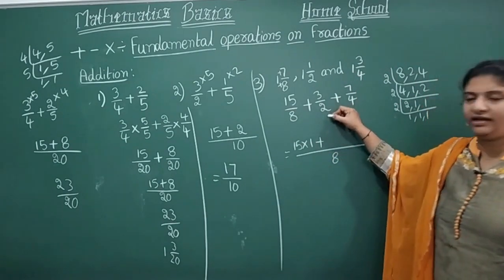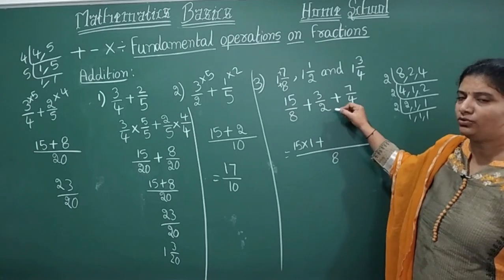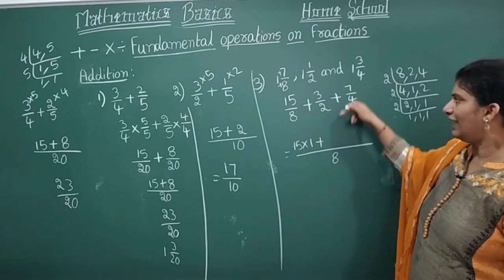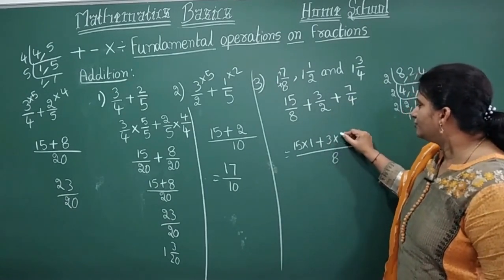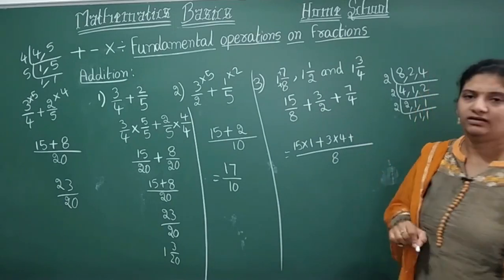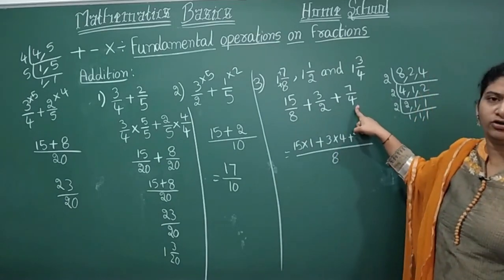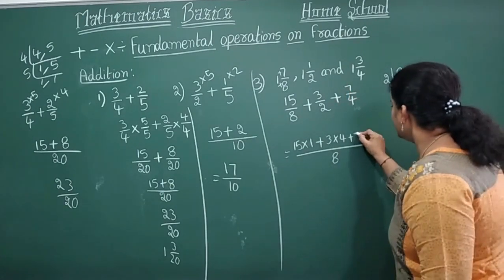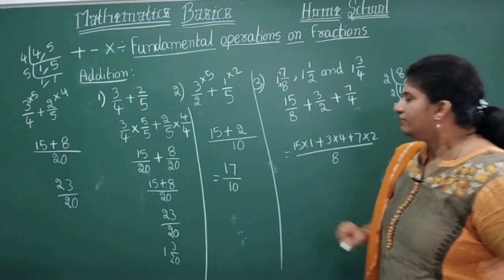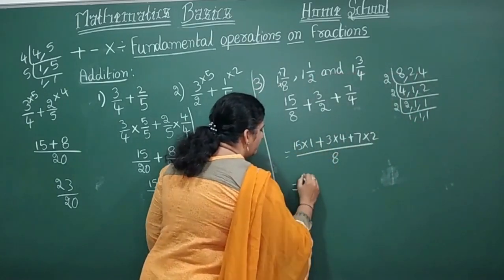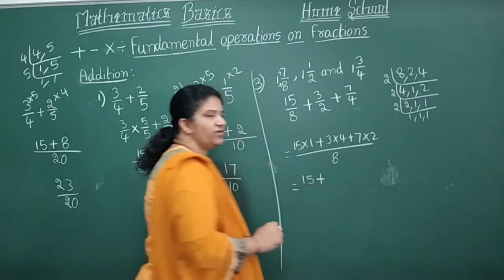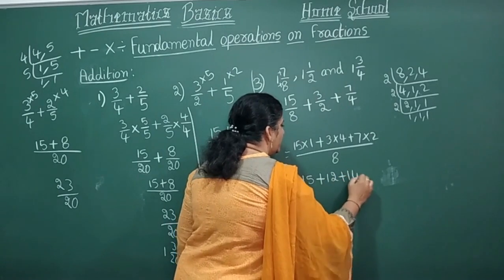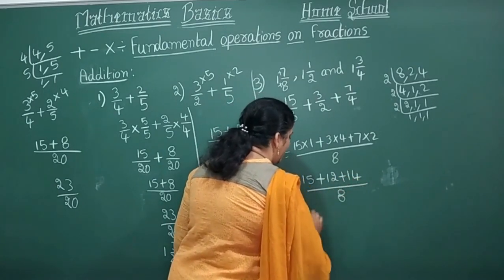Now observe this denominator. Denominator value is 2. In 2 table, where do you get 8? 2 fours are 8. That 4 multiply for the numerator. 3 into 4 plus. Now observe this denominator, 4. 4 twos are 8. Multiply 2 for the numerator. That is 7 into 2. 15 ones are 15 plus 3 fours are how much? 12. 7 twos 14. Whole divided by 8.